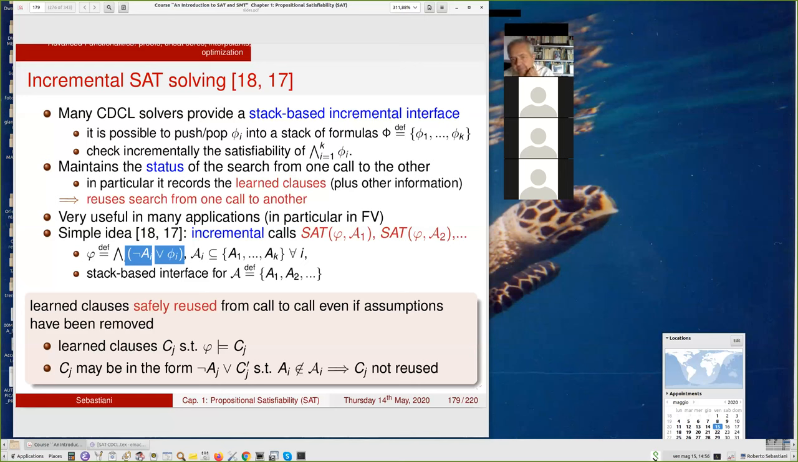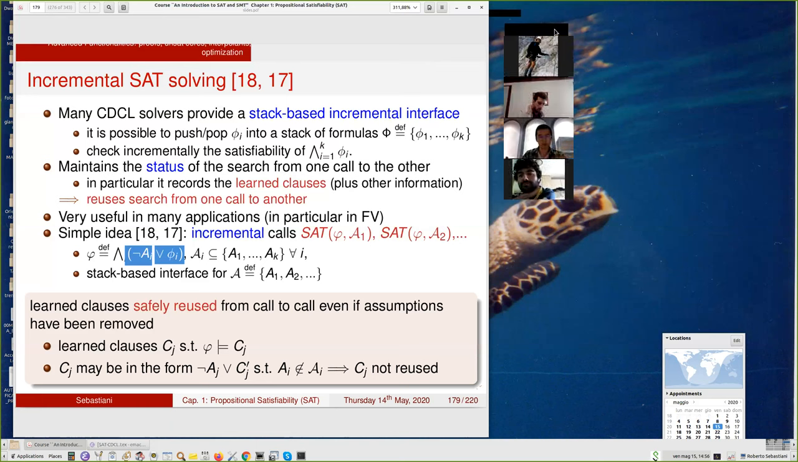Yes, please. If there's no need to solve the same problem with different assumptions, when we simply solve a big problem by doing it incrementally, is this some kind of optimization? So when you say that if you don't need any pop, but just push, if you just build that incrementally, you can just save the previous learned clauses and that's it.